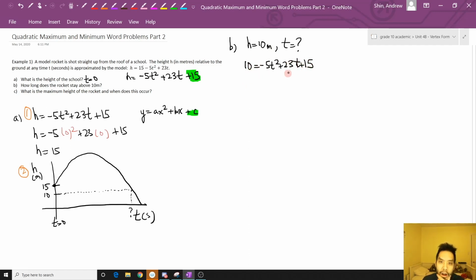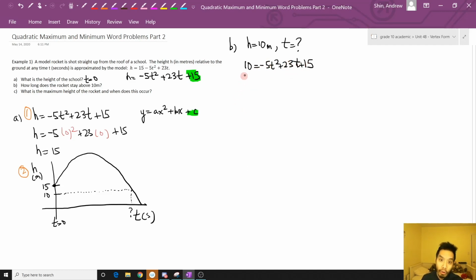And here we have a quadratic. It's basically asking us, when is this quadratic equaling to 10? When does this quadratic have an h value of 10? And so we can't solve this equation as it is right now. We can either solve it by factoring or solving by quadratic formula. And this question, when is this parabola equaling to 10, is a very difficult question to answer.